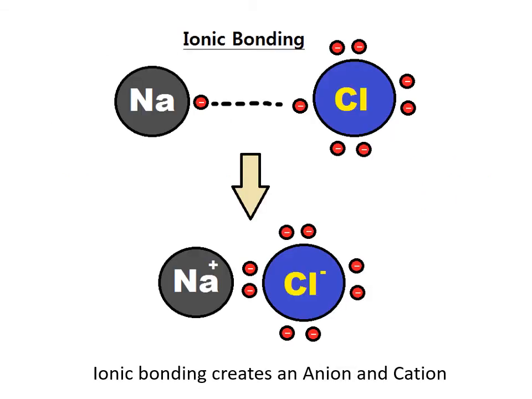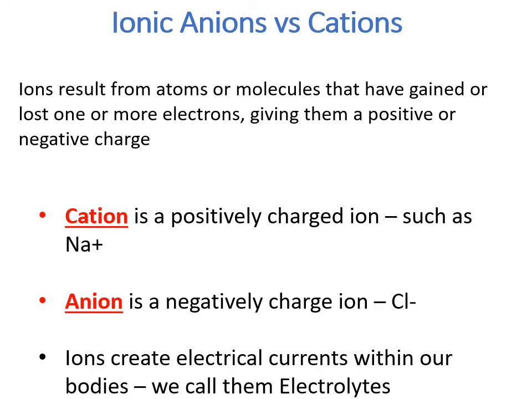Now, ionic bonding often results in what are called an anion and a cation, right? Because there's usually the gain of an electron or the loss of an electron from an atom. And then one of them is left with a positive charge and one of them is left with a negative charge. And that's what we refer to as anions and cations. And we'll talk about those next.